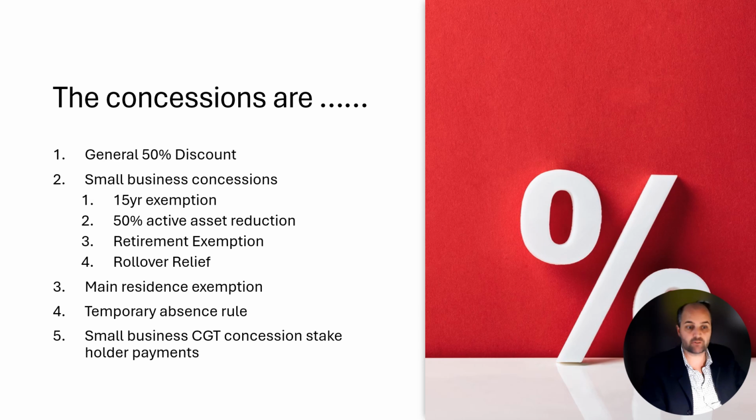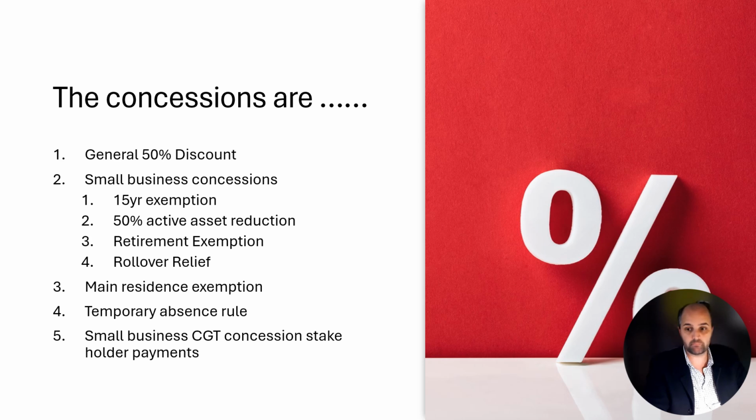Number 2 is the 50% active asset reduction. No, this does not mean that you run on a treadmill. This means that you can reduce your active assets. So selling a hoist in a mechanic workshop, because it's being used all the time, that's an active asset.